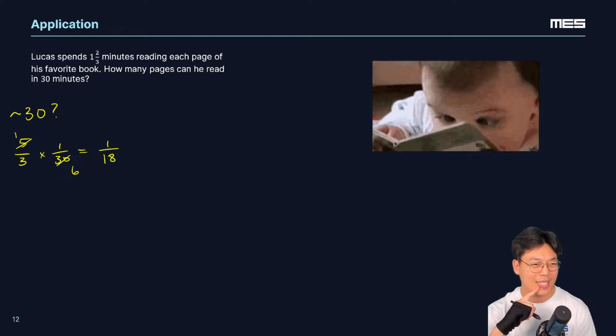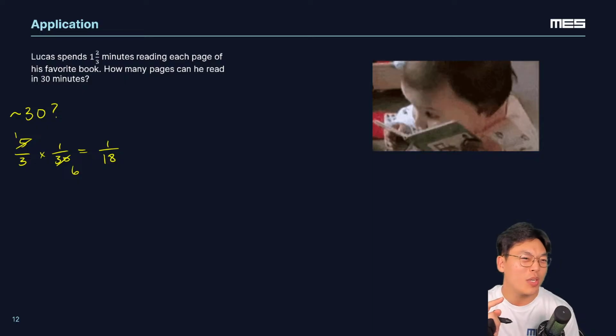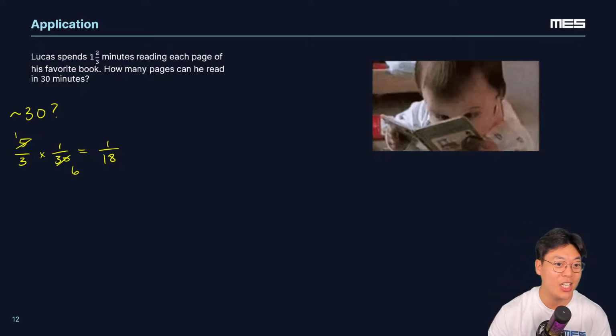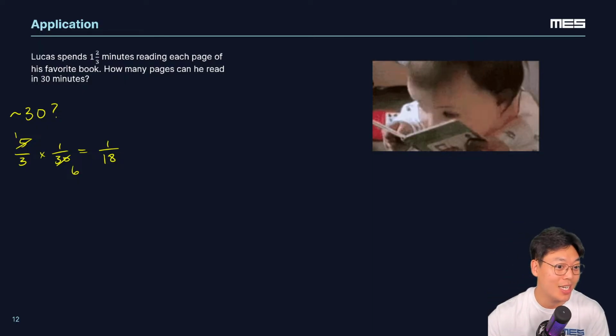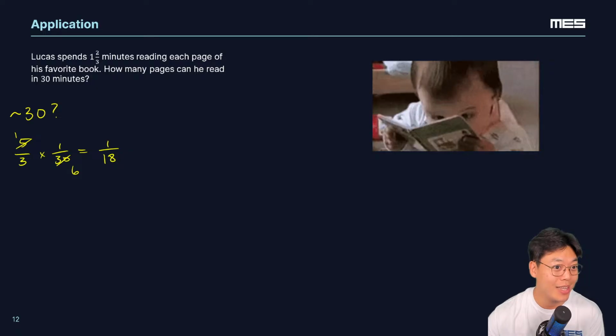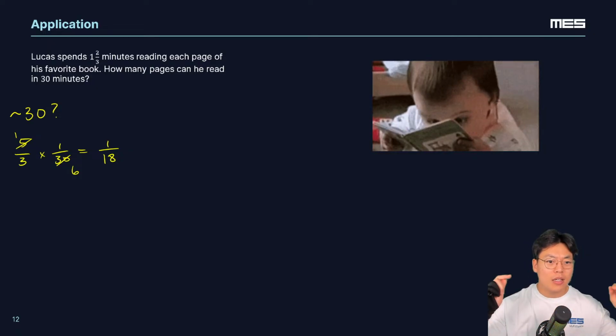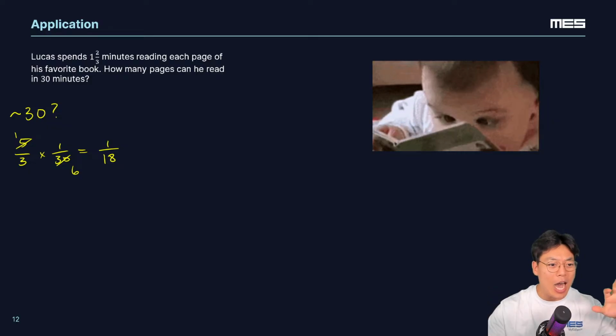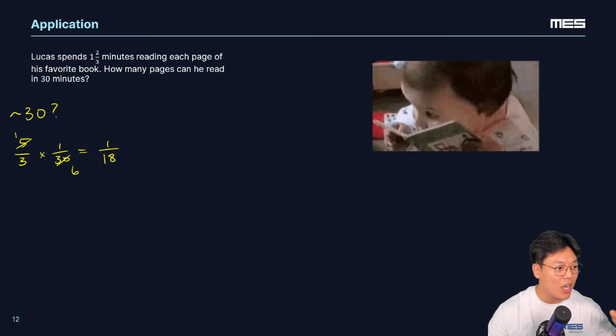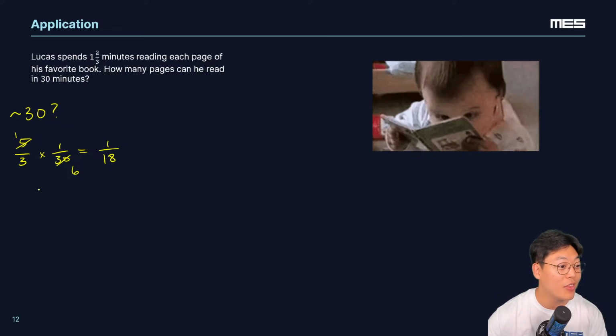Does that make sense? Does it make sense that if Lucas spends 1 and 2/3 minutes reading each page, in 30 minutes he's only read 1/18 of a page? Okay, we're getting somewhere. We're taking out all the possibilities, right? We're checking all the possibilities, because 30 times 1 is 30.